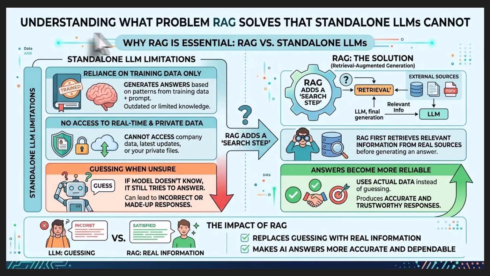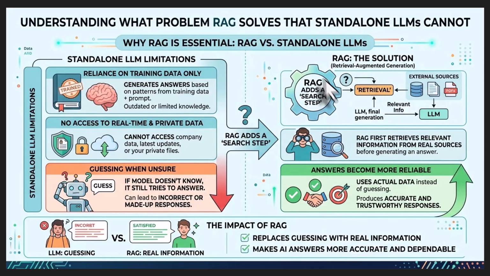Okay. Let's understand what problem RAG solves that standalone LLMs cannot. LLMs rely on training data, and when we use LLMs alone, they generate answers based on patterns they learned during training and the input prompt. And LLMs don't have real-time or private data. That is, LLMs cannot access your company data, latest updates, or private documents on their own, right? And LLMs guess when unsure. That is, if the model doesn't know something, it still tries to answer. This can lead to incorrect or made-up responses, okay?